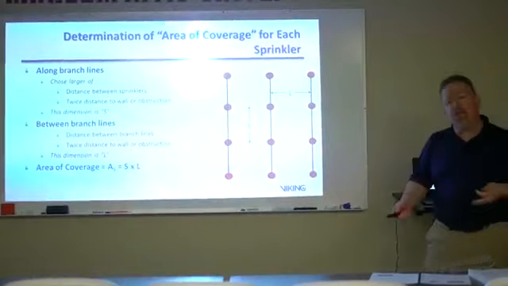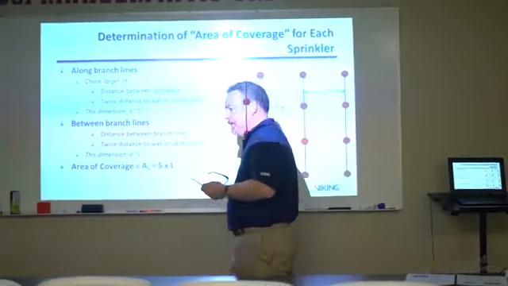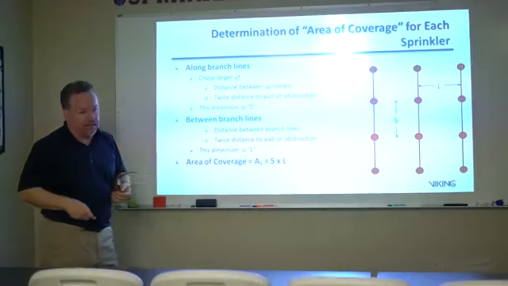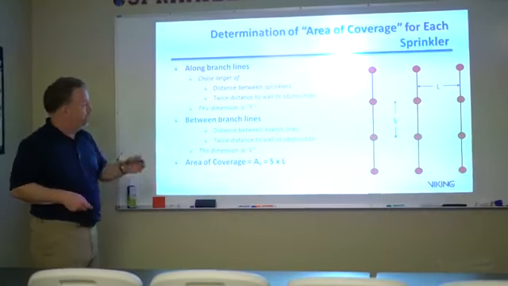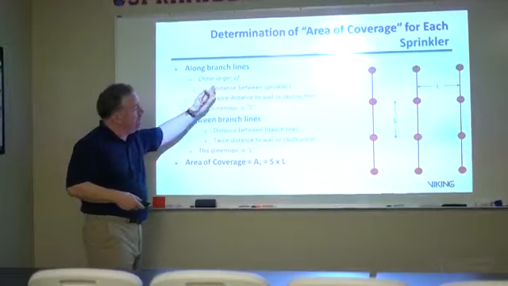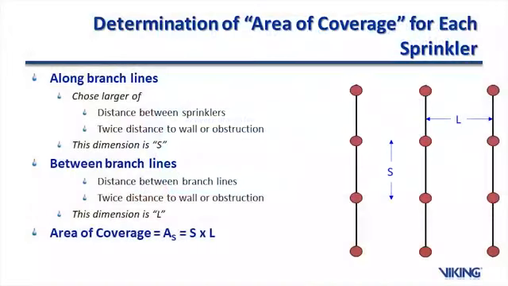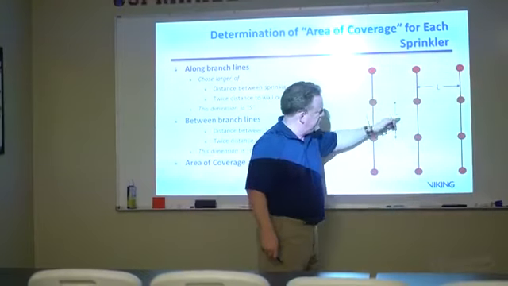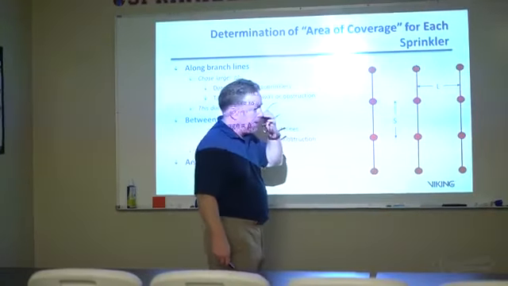So when we're determining this sprinkler area of operation, what's important to note is what we call the S times L calculation. So along the branch lines, choose the larger of the distance between sprinklers or twice the distance to the wall or obstruction, and this is the S dimension. So my S dimension is right here. S is the distance between sprinklers.